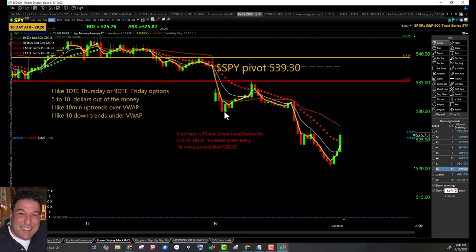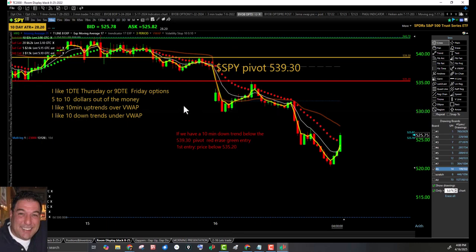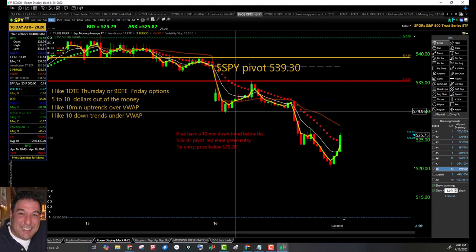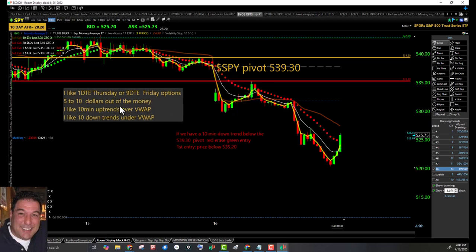So we traded that down into there, okay, right into 529, which was the overnight low, according to some figures. Okay, that was the overnight low right there. All right, came back up, couldn't break the rubber band candle. All right, then we got crushed with a 10-minute downtrend under VWAP, and you can see where that went. All right, so there's SPY on the game plan.